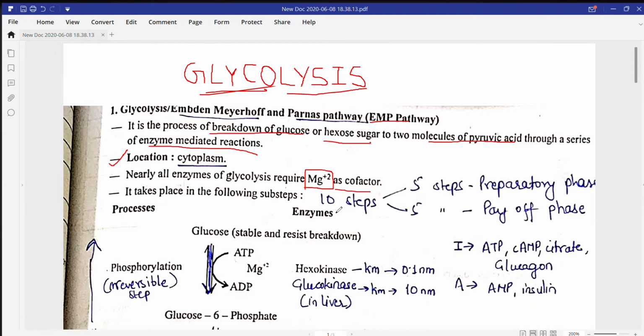Now it takes place in 10 steps, which are divided into two phases. The first 5 steps are called the preparatory phase, because to produce ATP we prepare reactions and molecules that can produce ATP. The next 5 steps we call the payoff phase. The preparation we have done for the production of ATP is used in the payoff phase to produce that ATP. Okay, now let's start with the pathway.